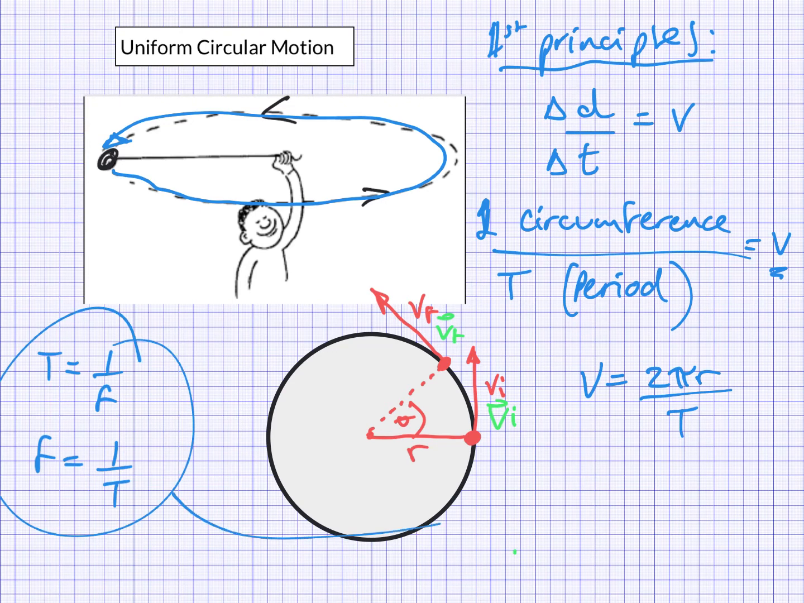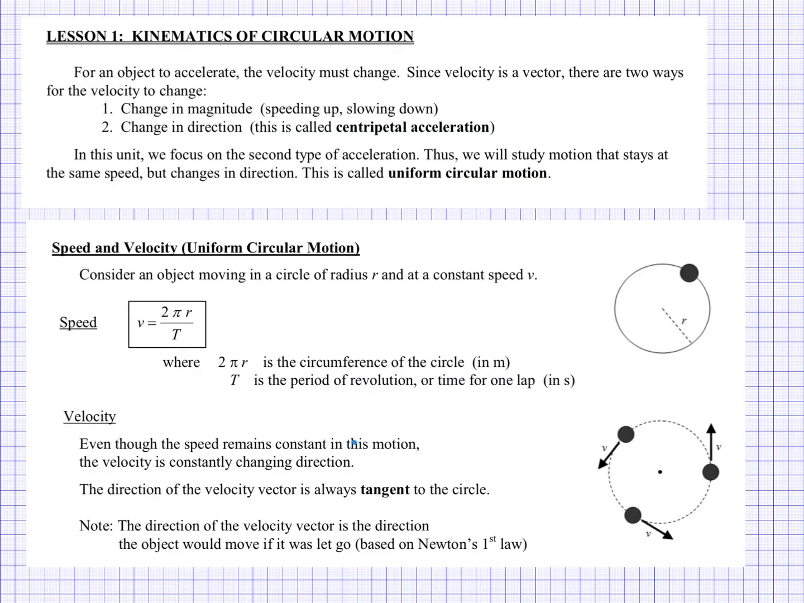Now, we also have this funky inverse relationship with period and frequency. So this equation could also be written as 2 pi r f, since period is the reciprocal of frequency. So this gives us enough information to talk about our key notes from our lesson.